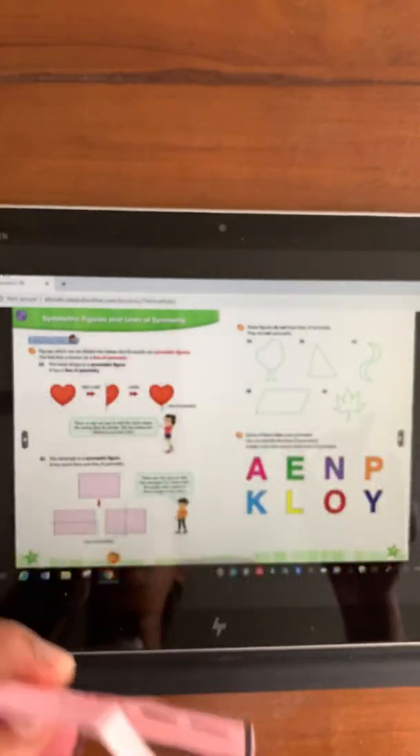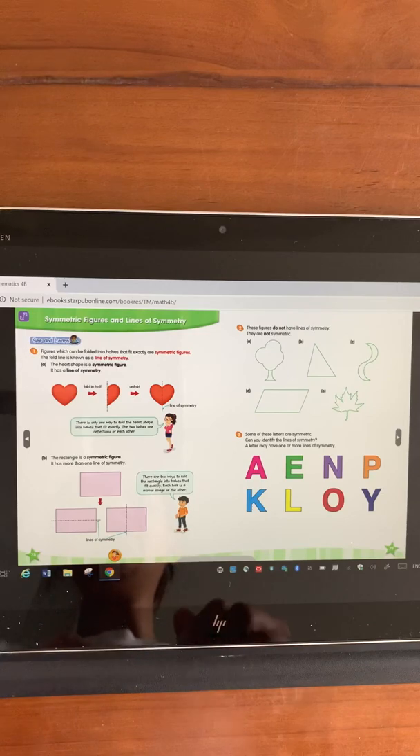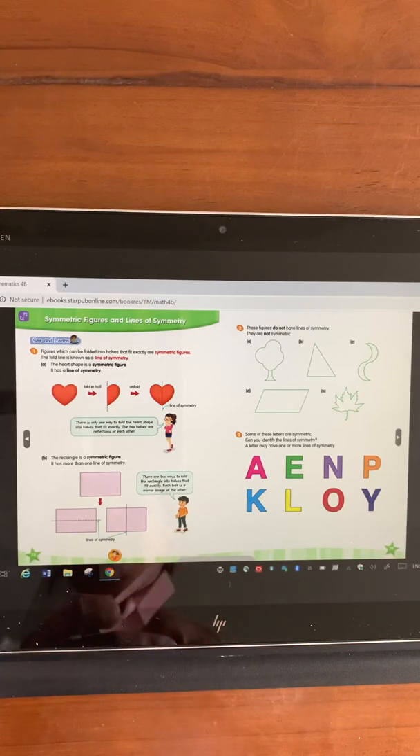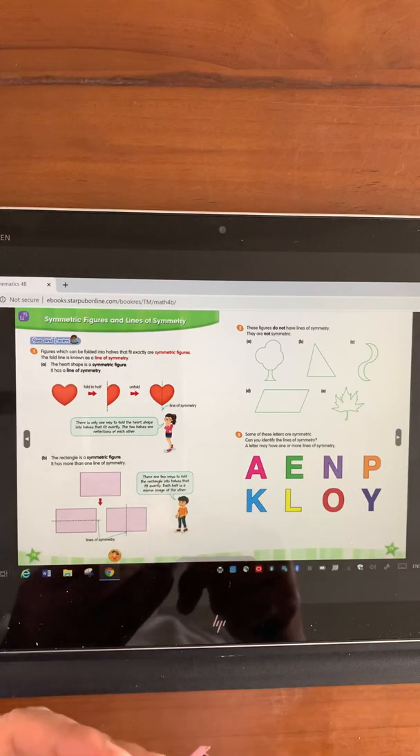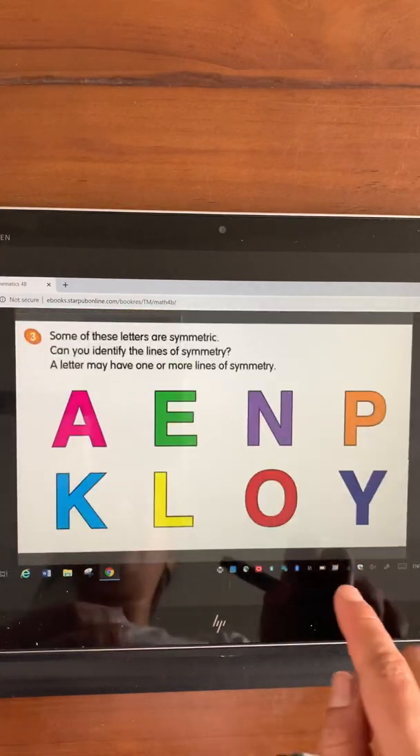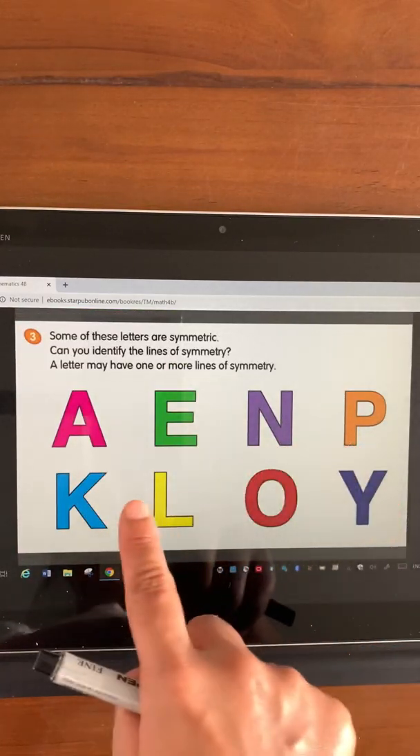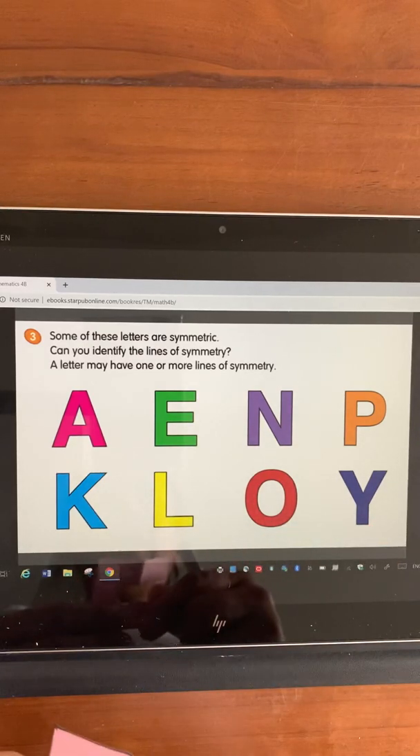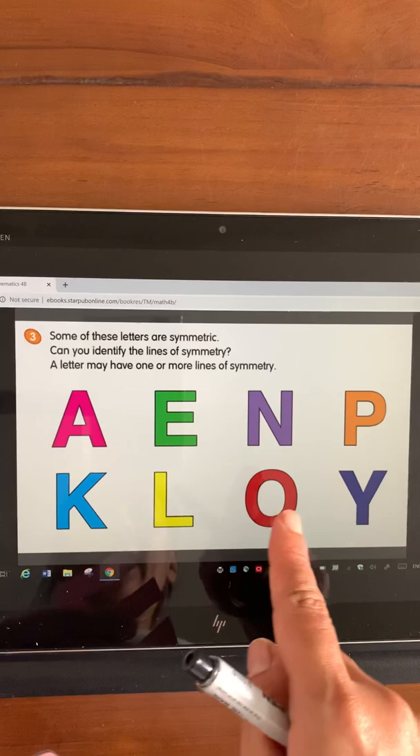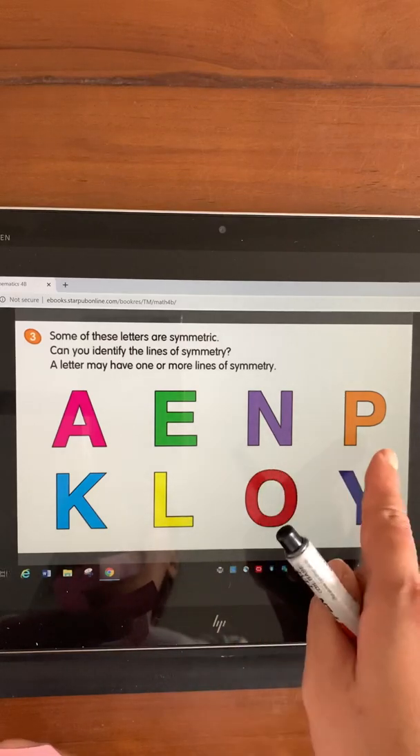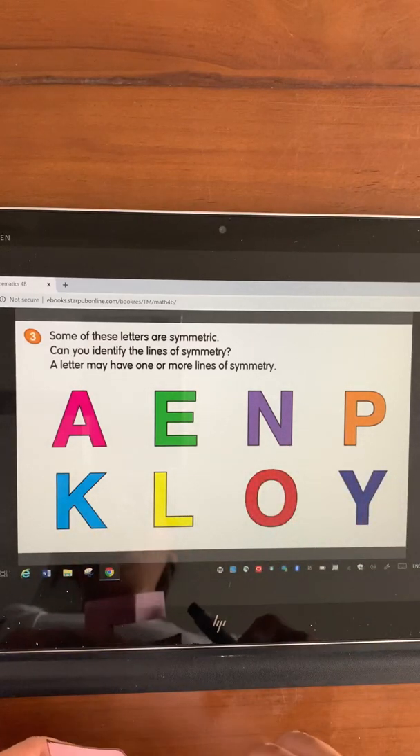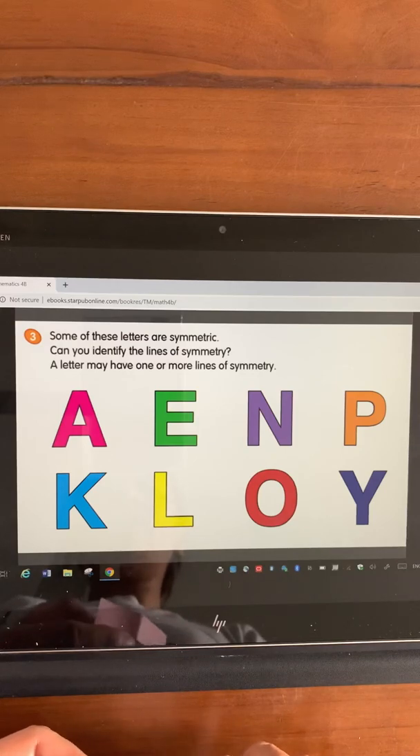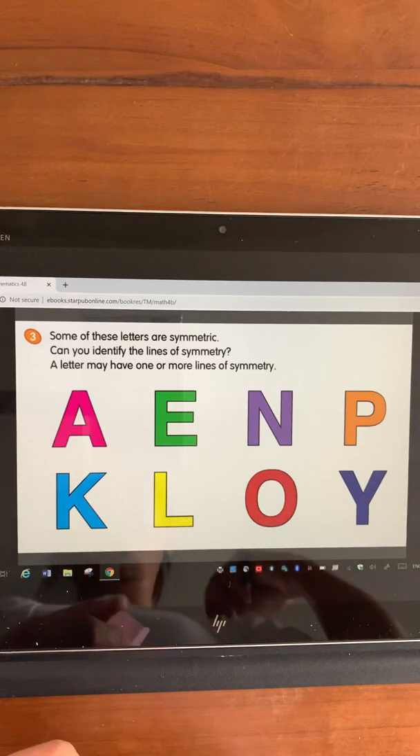Now what do I want you to do next? You are going to use a pencil and draw the lines of symmetry for the rest of the letters: letter N, letter P, letter K, L, O, and Y. And tomorrow, we will discuss the answers about whether there are any lines of symmetry on these letters, and if there are, how many lines of symmetry there are. So this will be our homework for today.